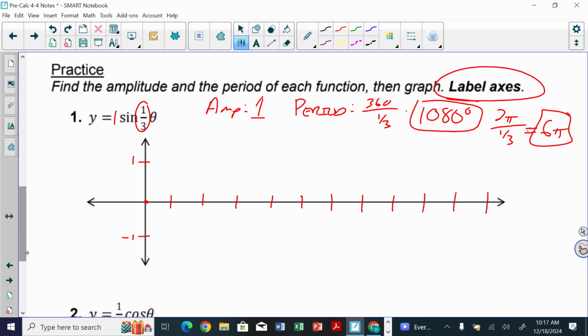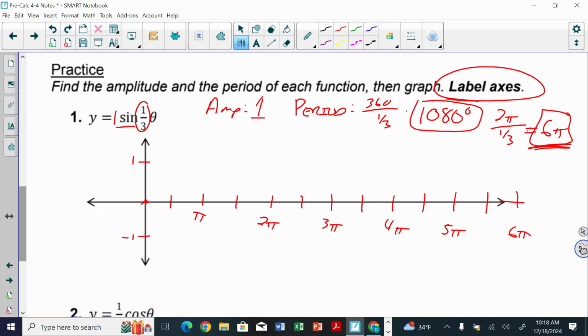Okay, so if I go through here and I say that this is pi, then this would be 2 pi, and then this would be 3 pi, and we'd have 4 pi, 5 pi, and I need one more over here, 6 pi, okay? Because that's the length of the period. So now I know that what's going to happen is it's going to start here at 0, 0, because it's a sine curve, start at 0, 0, but it's not going to restart until we get to 6 pi.